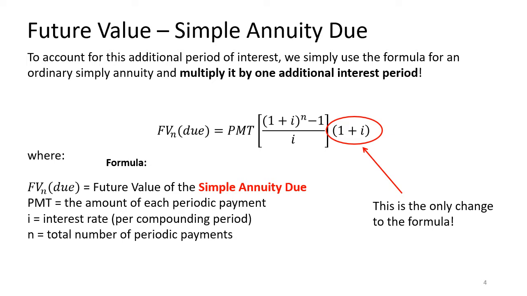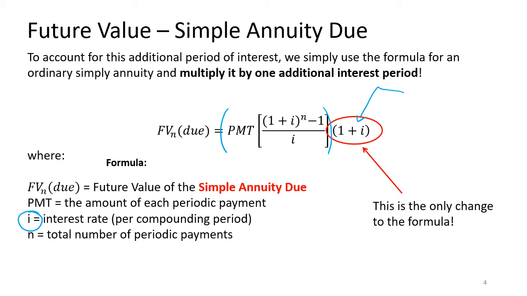So it's pretty simple. There's only one change to the formula. The formulas all look identical to an ordinary simple annuity. The only change is that because it's at the start of the period now, you're actually earning interest on that first period. So the entire term gets multiplied by 1 plus i. Remember, in a simple annuity, i is the periodic interest rate per compounding period. That's the only item that changes. So all your values will be a little bit higher because you have one extra period that you're earning interest.